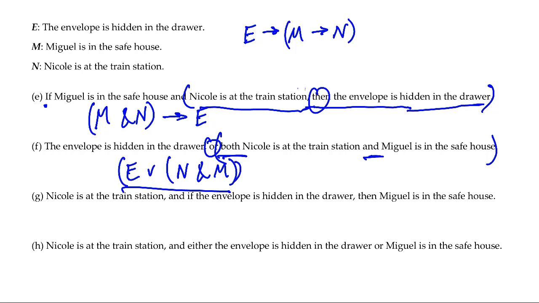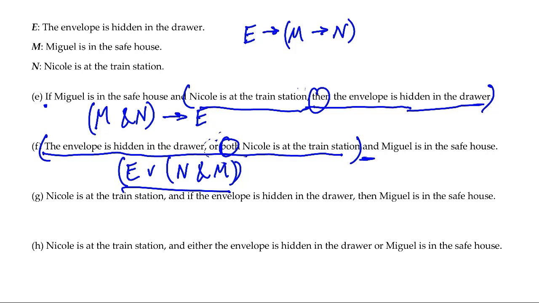Let me also, if you want a little bit more explanation, point out that it wouldn't make sense to chunk it this way: the envelope is hidden in the drawer, or both Nicole's at the train station, because that means the both would be cut off from the and. So what I have inside the parentheses here doesn't make sense as an English sentence. So that can't be right. It has to be what I showed you first.